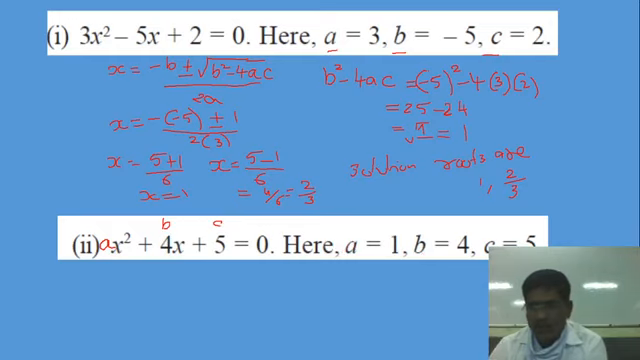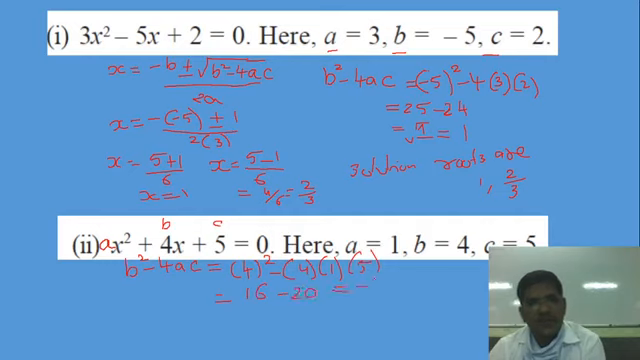So first of all we have to write a, we have to write b, we have to write c. Now first of all what do I have to find out? B square minus 4ac, b square minus 4ac. So b square means what? 4 square, 4 square minus 4 into 1 into c. So now 4 square is 16 minus 5 4s are 20. So the answer is minus 4.